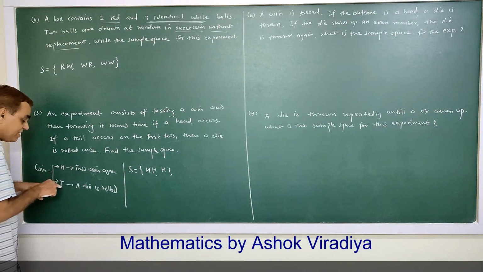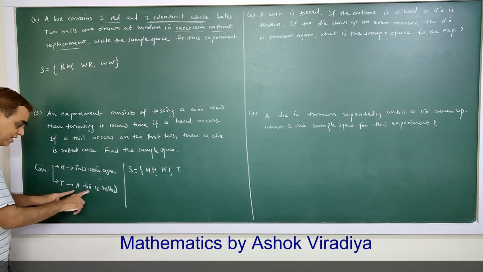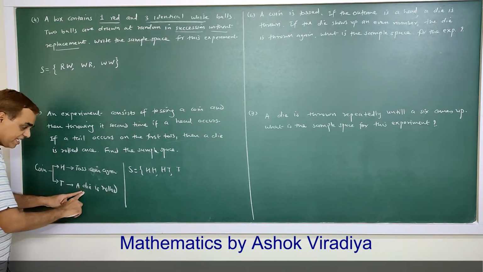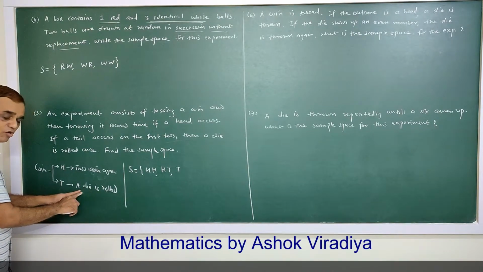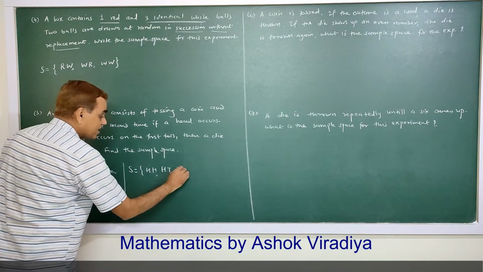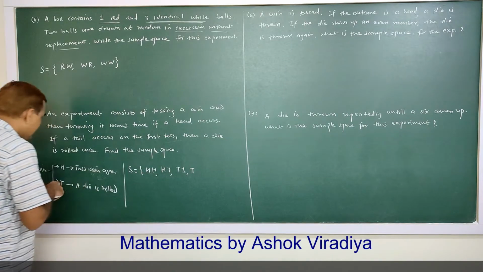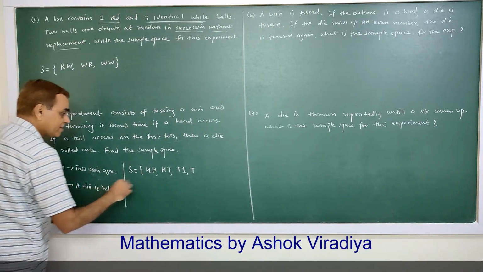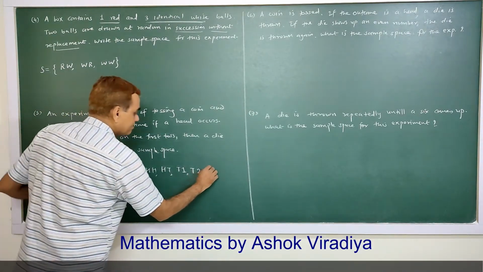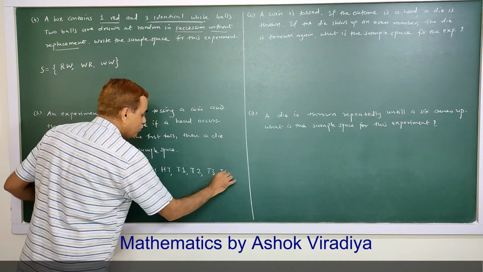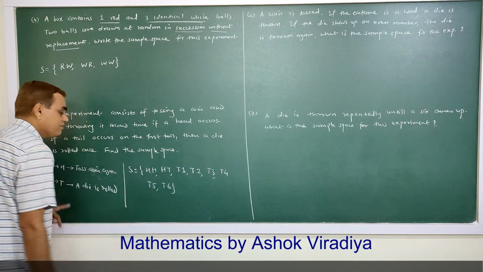In the first toss, if T appears, then toss a die. So when you toss a die, in the second result, on the second toss, we can get 1 from the die. This is the outcome from the die. T1. With T, here 2 can appear, T2. With T, here 3 can appear, T3. Similarly T4, T5, T6. So these are the possible outcomes.